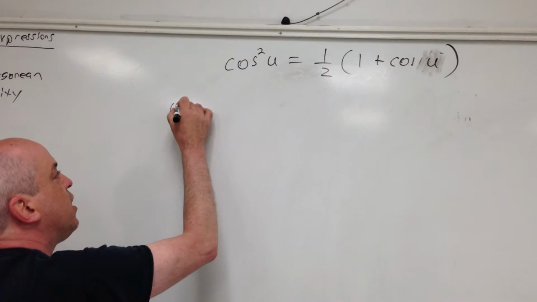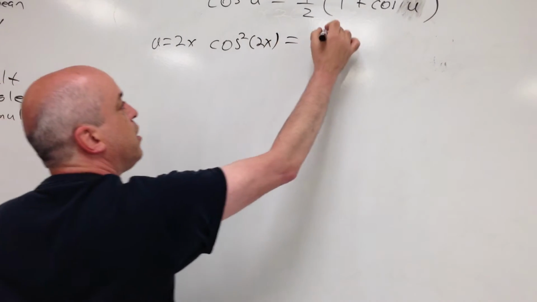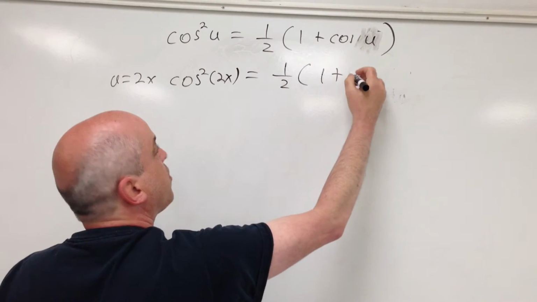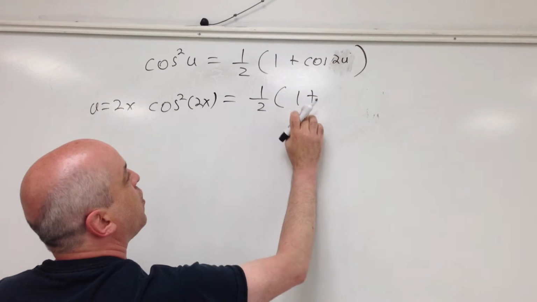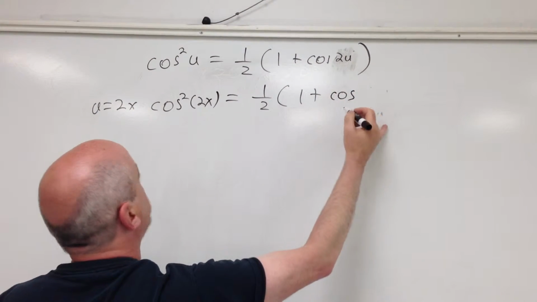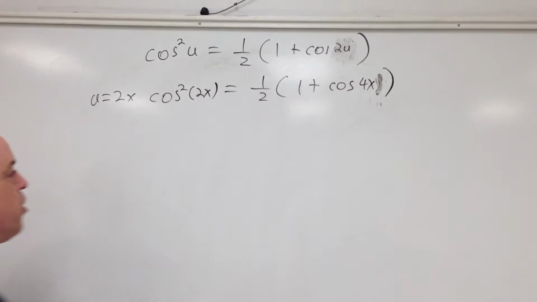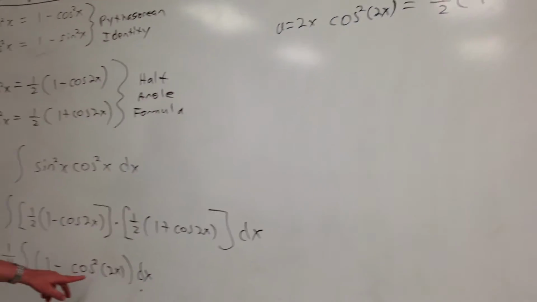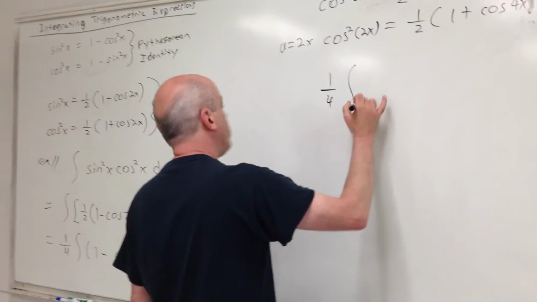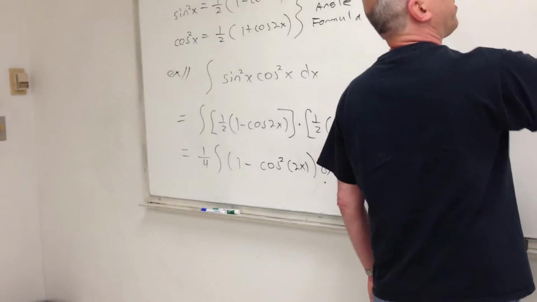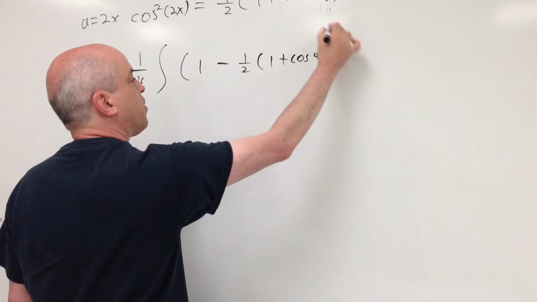So if u is equal to 2x, this becomes cosine squared of 2x, which is what I have, equals 1/2 times 1 plus, oh boy, that should be a 2u, 1 plus cosine of 2u. 2u is 4x. So this is the correct expression for cosine squared of 2x, and that's what I'm going to put in here. So what does my integral become? I have 1/4 times the integral of 1 minus this, 1/2 times 1 plus cosine 4x.